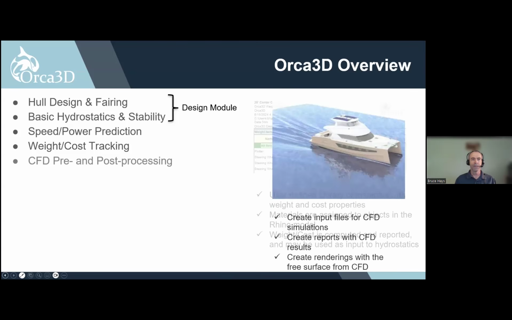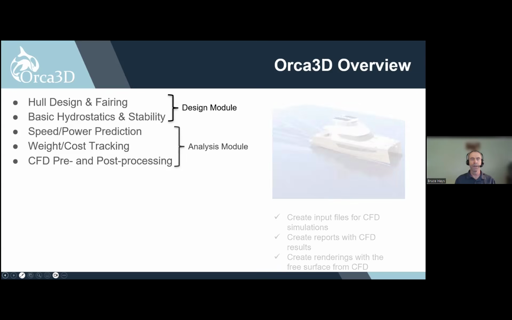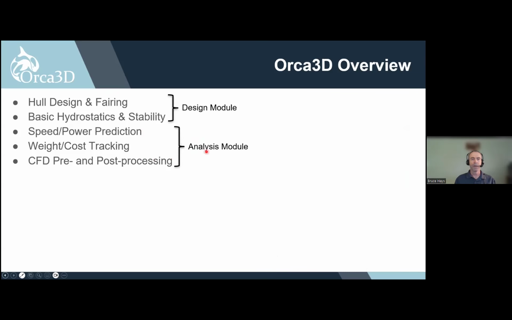So next is CFD pre and post processing. So this is not the actual CFD simulation, but this is where you create the input files for the CFD simulations. It's also where you create reports with the results from the CFD simulations. And it also has the ability to create renderings with the free surface from CFD. So this free surface was computed in the CFD software and imported back into Rhino and Orca and used for rendering. So these three together make up what we call the analysis module.